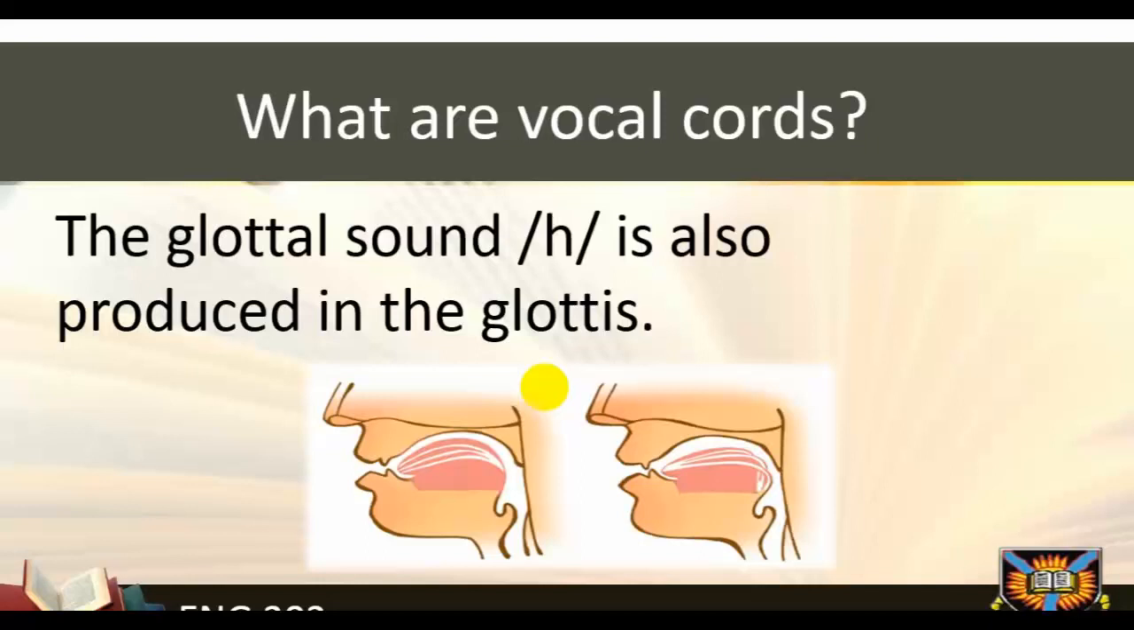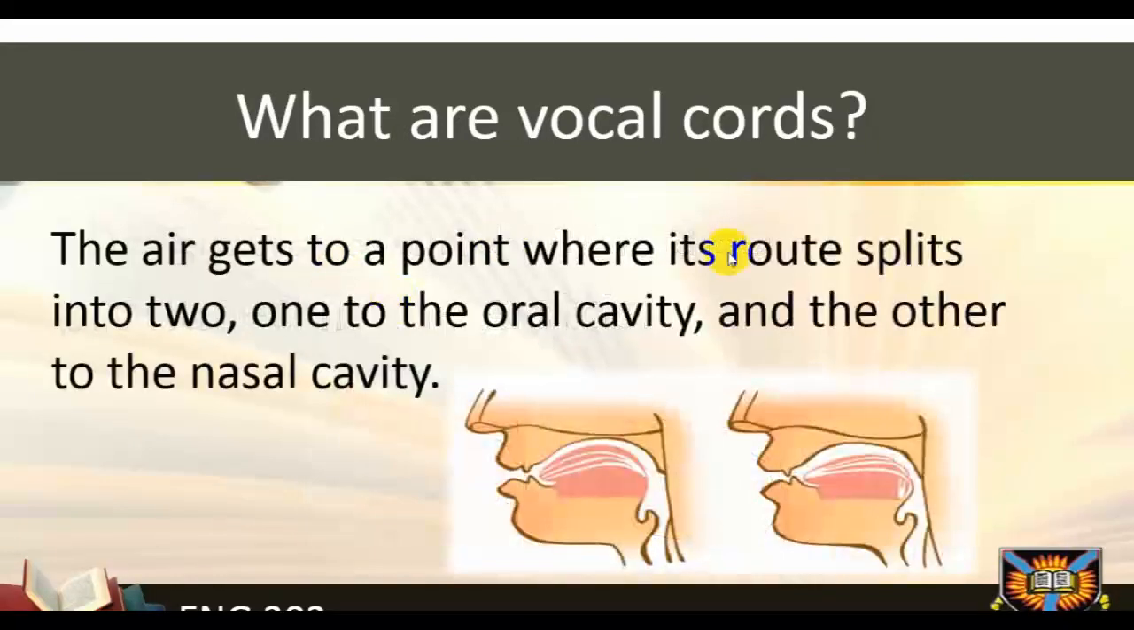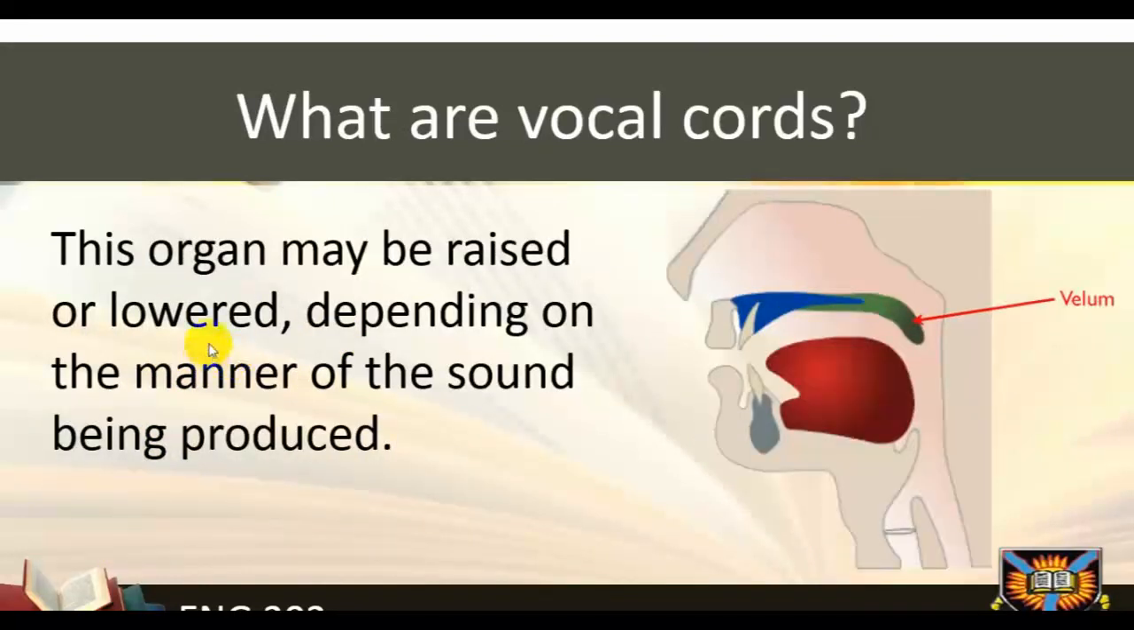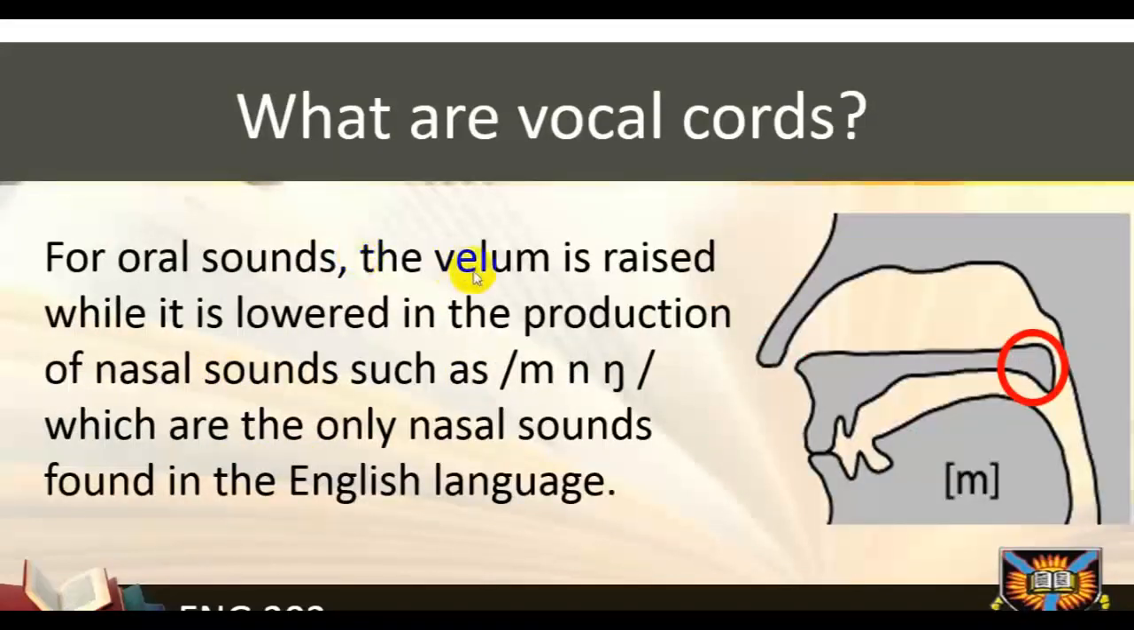Now let's move further. The air gets to a point where its route splits into two, one to the oral cavity and the other to the nasal cavity. The route to be taken by the air is determined by the position of the velum, which is also called the soft palate. This organ may be raised or lowered, depending on the manner of the sound being produced. For oral sounds, the velum is raised while it is lowered in the production of nasal sounds such as M, N, ng, which are the only nasal sounds found in the English language.